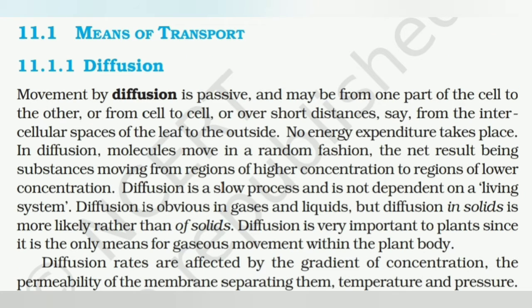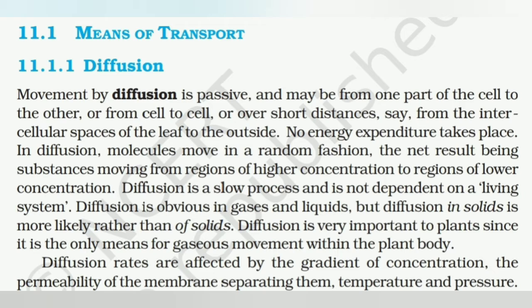Means of transport. The very first process is diffusion. Movement by diffusion is passive and may be from one part of the cell to another. Passive means no energy is required. So from one part of the cell to another, from one cell to another, or for short distances, say from intercellular spaces of the leaf to the outside. No energy expenditure takes place.